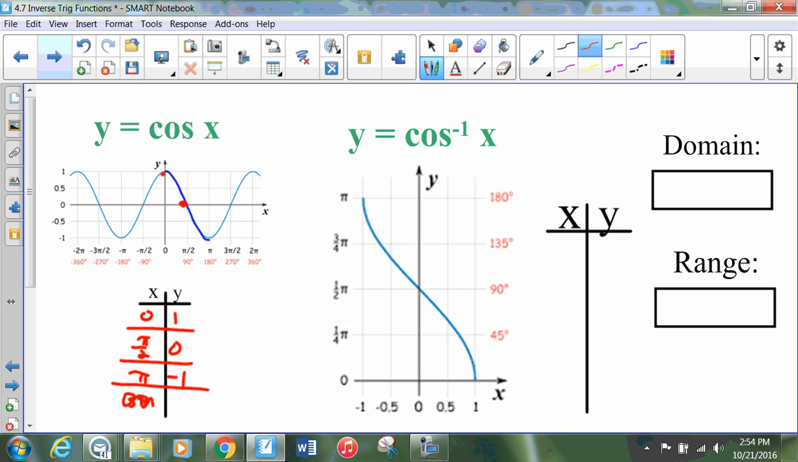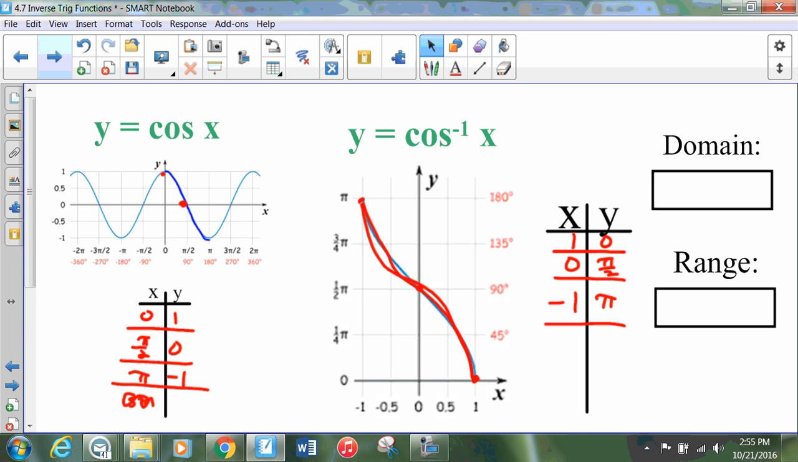Okay, and so we learned earlier in the year that inverses have flipped xy tables. So if cosine x is 0, 1, then the inverse of cosine is going to be 1, 0. If cosine is going to be pi over 2, 0, then the inverse is 0, pi over 2. And if we've got pi, -1, we flip it to -1, pi. So we graph those points, 1, 0, 0, pi over 2, and -1, pi, and we connect them. We could take the time to find more points, but when you connect these points, this is what the inverse cosine looks like.